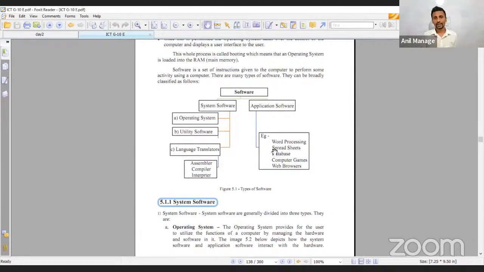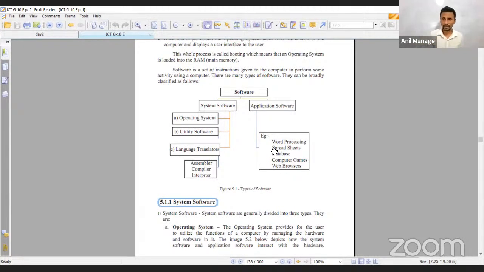So system software, again: operating system, utility software, language translator. When you take language translator, assembler, compiler, and interpreter are there. But at your O level, you don't want to worry about that. Those are used to translate your program to the machine code, right? So don't worry about them at the moment.